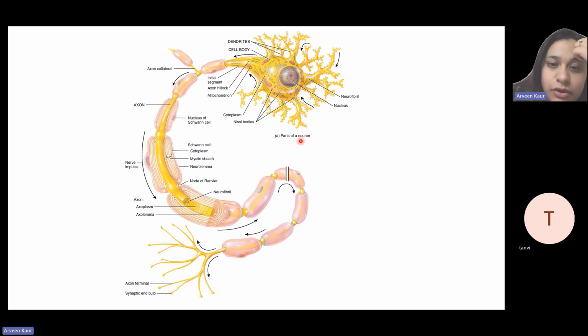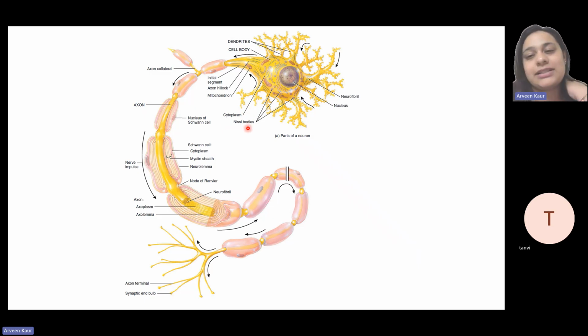So if we look at the parts of the neuron, there is a nucleus which is present in the cell body. The cell body has extensions. One of the extensions is known as dendrites, which are seen over here. They are tree-like, tapering, short, and very highly branched, right? Also, the cell body by itself and the dendrites contain microtubules, mitochondria, cytoplasm, Nissl bodies, etc.